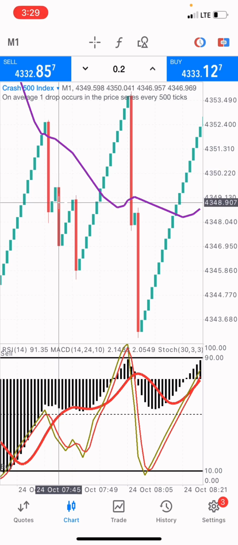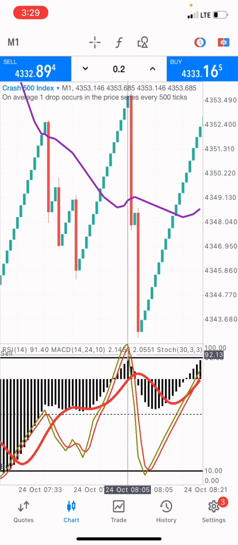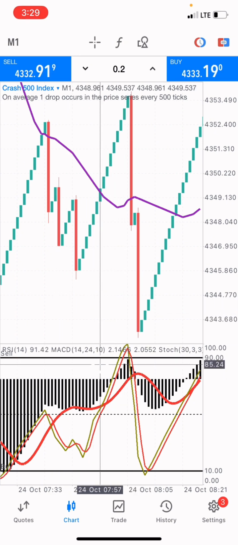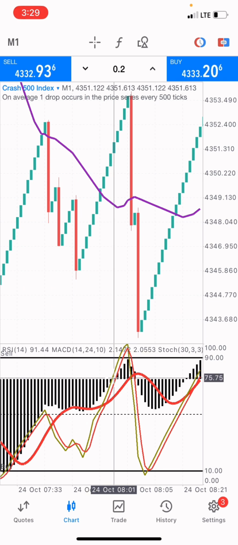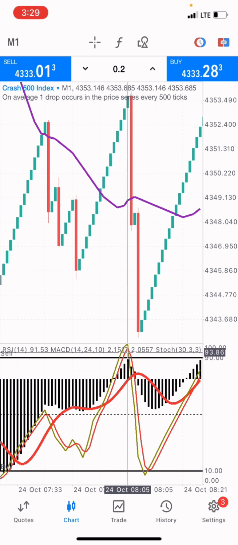Okay, for instance, you saw that there were three spikes right here, 1, 2, 3, towards the downward trend of the MACD, and this was the first upward trend of the MACD. So at this point right here, after 3 spikes, you place your buy. You count your 5 candles, 1, 2, 3, 4, 5, and you're out of the market. After the fifth one, the spike came through.